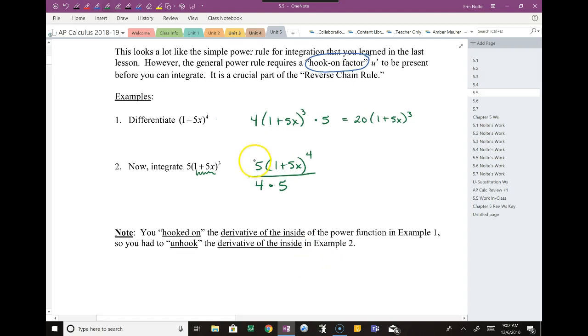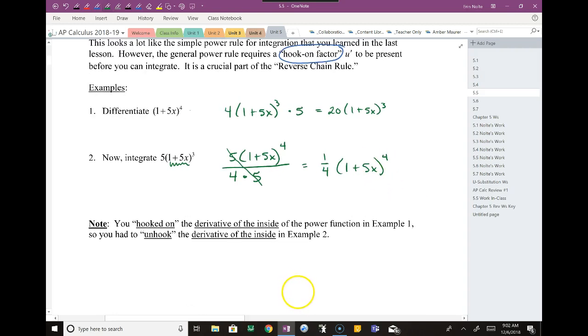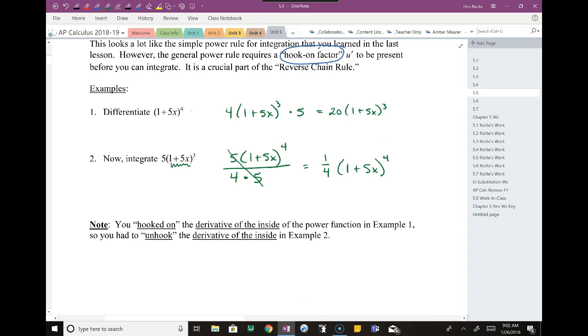When I simplify this, notice that these 5s cancel. You can write this as 1/4 times 1 plus 5x to the 4th, or you can leave it as a fraction, that's totally fine. What do we need to not forget at the very end of this? Plus C. Plus C, good. We're still going to have a plus C after you do all this stuff.